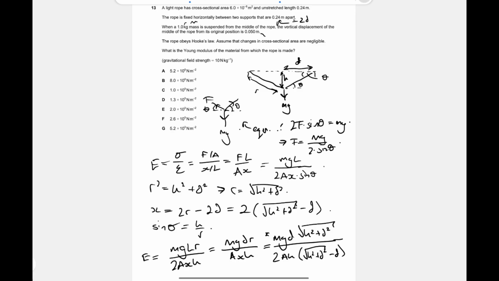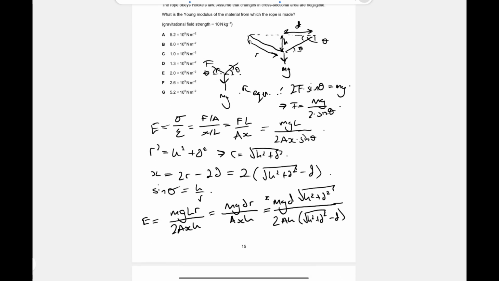Which is going to be mgD. R is what? Root H squared plus D squared, over AH times root H squared plus D squared minus D. So that's the expression we got. And then putting all of that in, it's 2D, so that is 0.24, so D equals 0.12 meters. So you can just plug it in.